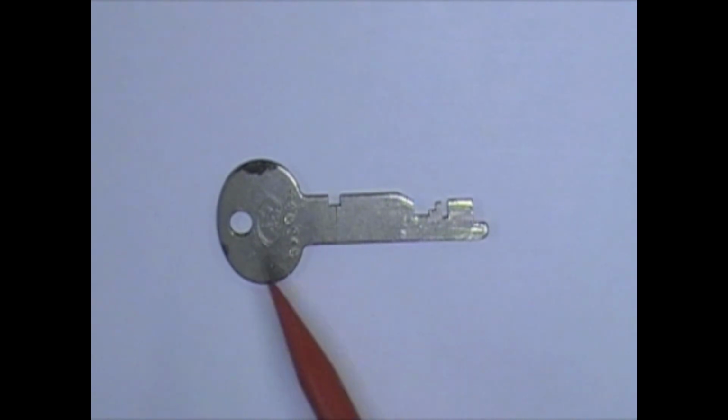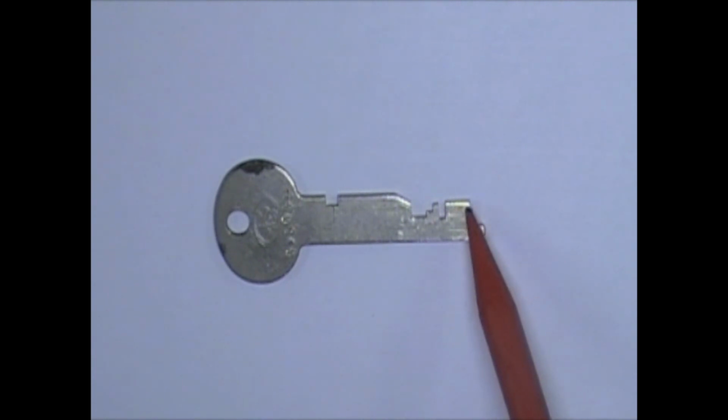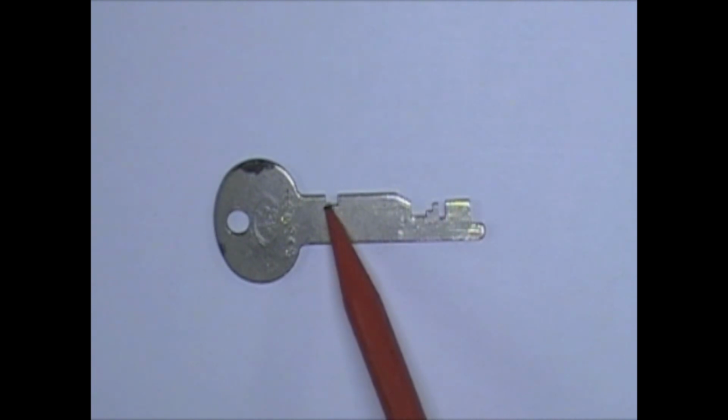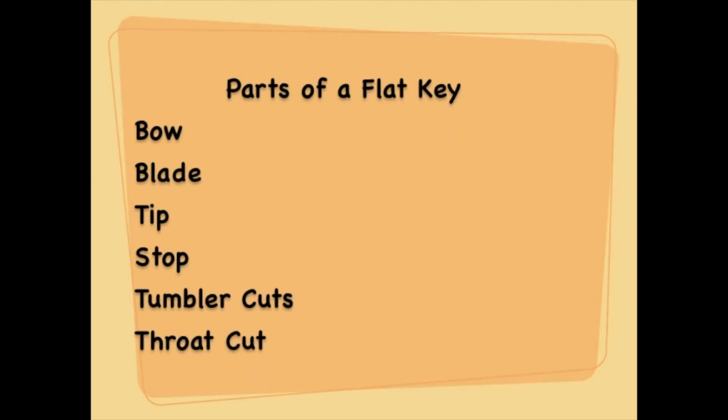So just to go over those again, then we have the bow, we have the blade, we have the tip, we have the stop, we have the tumbler cuts, and then we have the throat cut. To review the parts of a flat key, we have the bow, the blade, the tip, the stop, the tumbler cuts, and the throat cut.